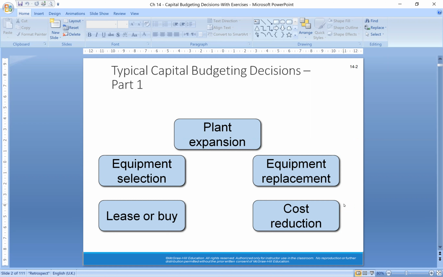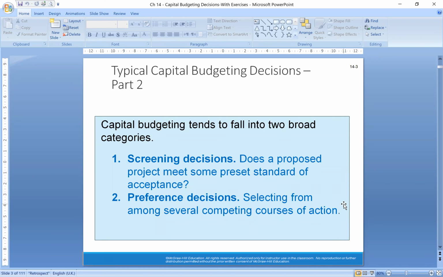So typical capital budgeting decisions are related to plant expansion, equipment selection, equipment replacement, lease or buy, and cost reduction. These are some examples of the decisions that we have to make in chapter 14. Capital budgeting tends to fall into 2 broad categories: screening decisions, and then preference decisions, selecting from among several competing courses of action, which is more than one product.